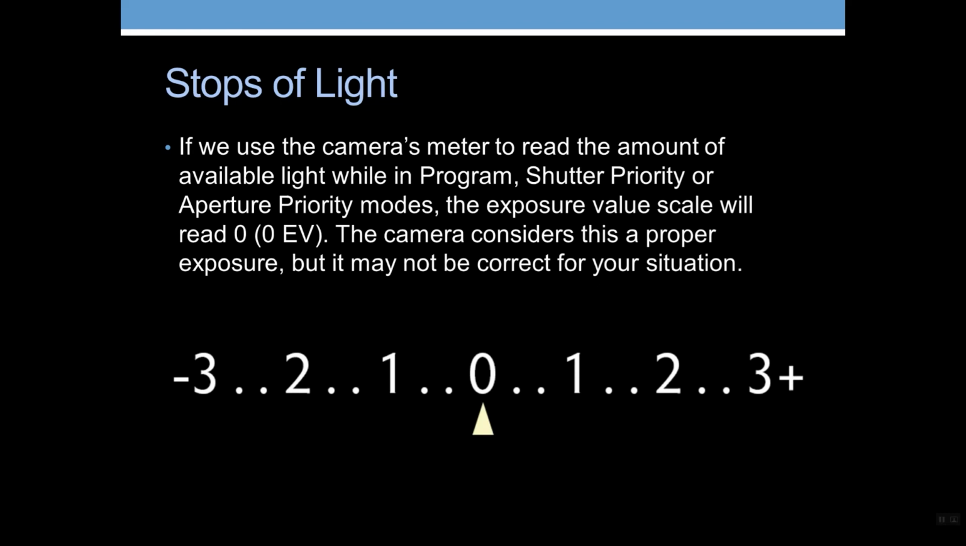This is when you push the shutter button down halfway, you activate the focus, you activate the camera's meter. If you're shooting in one of these three modes, then the camera is going to choose settings to adjust to this 0 exposure value position on your exposure scale. The camera considers this a proper exposure, but it might not be correct for your situation because the camera's meter wants to adjust everything to a medium gray tone. Your image may end up being underexposed or overexposed if you rely on the camera to make these decisions for you.